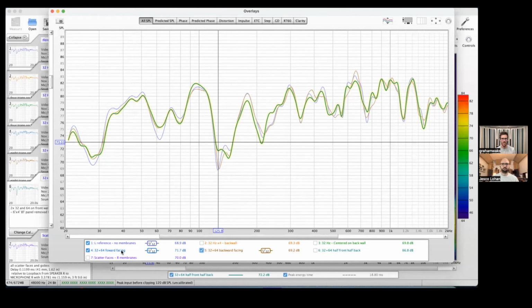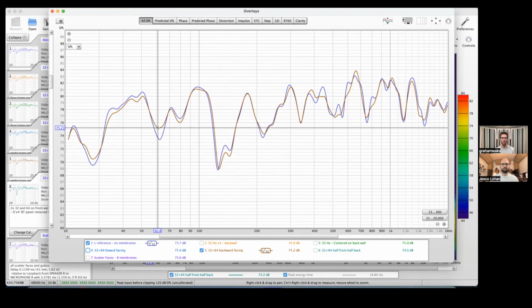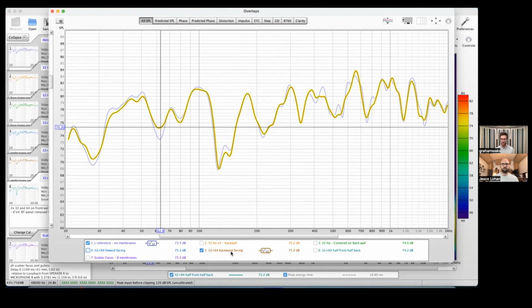If we use the backward facing ones, pretty similar results, with some slightly different shapes that we see here in terms of this dip getting worse instead of getting better. But we gained back more of this null here at 63, 60 hertz. So pretty similar regardless of which way we had the membrane traps oriented. And then let me add in the scatter face measurement here.